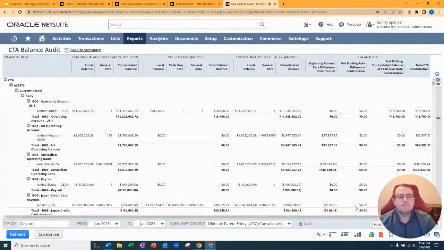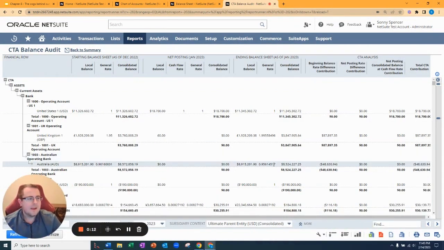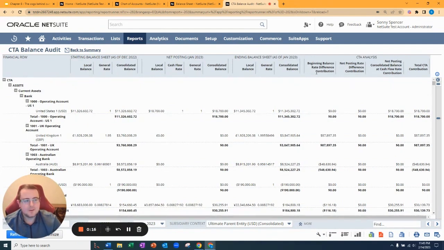Let's move on to the final section of the CTA balance audit report, and arguably the most important, being the CTA analysis section. Let me move that over here. And first, let's take a look at the beginning balance rate difference contribution column. Now, the name of this column lends itself to the calculation behind the numbers.